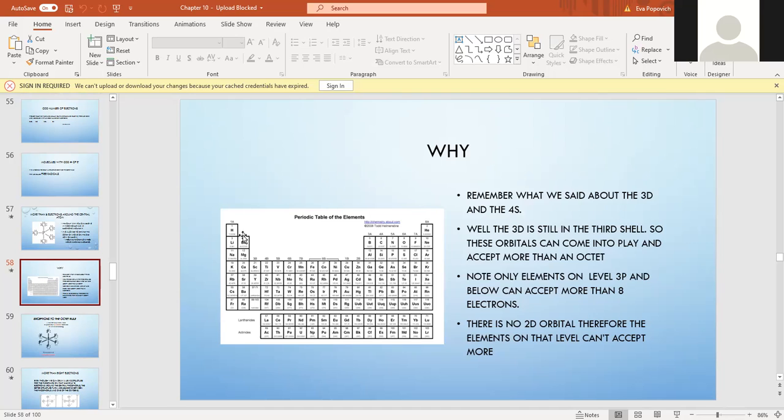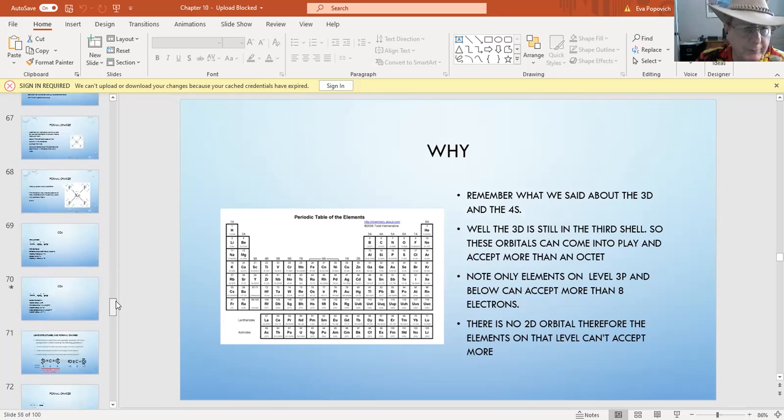And the third example is something called a radical. If you try and draw something like NO2, NO2 has an odd number of valence electrons. So one of the electrons becomes unpaired. It's a special kind of compound known as a radical. It's very, very reactive, but it does exist. Okay.